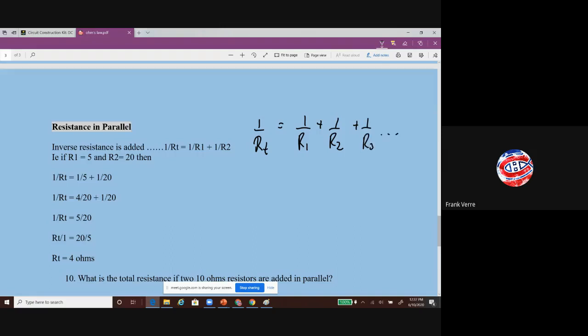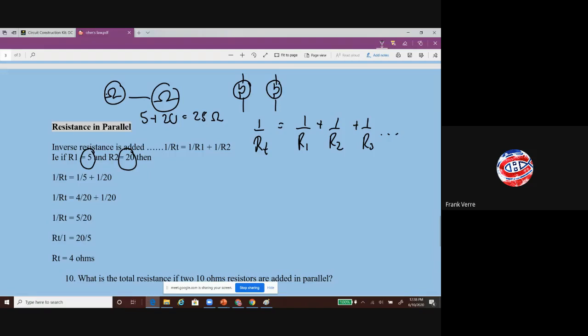So let's imagine we only have the two light bulbs, and one has a resistance of 5 and 20. So in a series circuit, those two light bulbs, if they were in series, right, the total resistance would be 5 plus 20, which is 25 ohms. That would be if they were in series. But if they are in parallel, then the total resistance is the sum of the inverse.